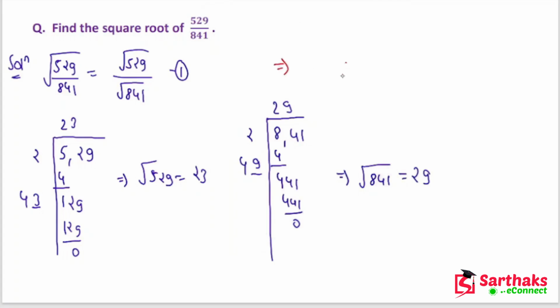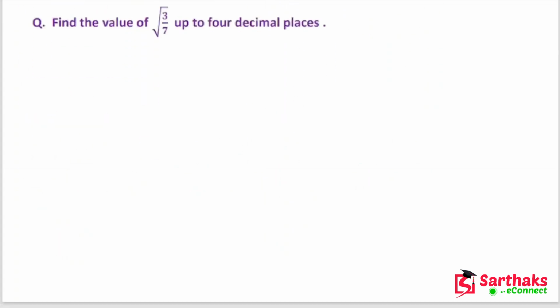So if you want to calculate it now, you can calculate. It implies that the square root of 529 upon 841 from equation 1 would be root 529, that is 23, upon root 841, that is 29. So that is the answer. Okay, so you can leave the answer over here. So you can see that it has become very easy to calculate the square root of a fraction using this particular formula. Okay, let us take up another question.